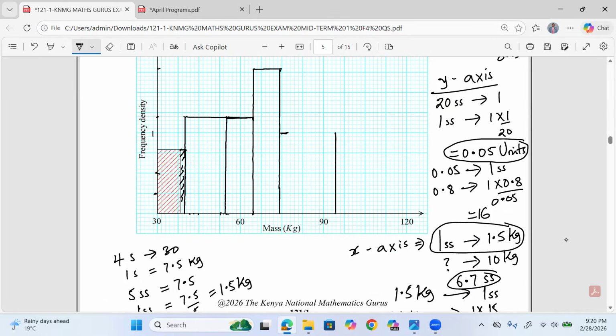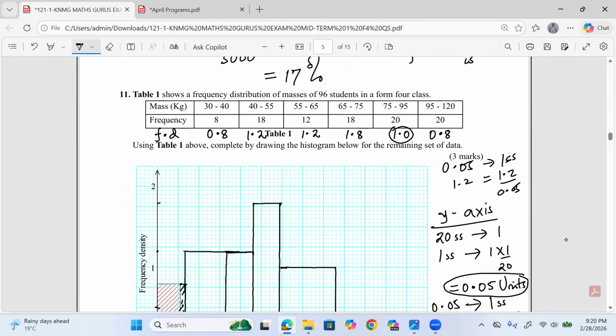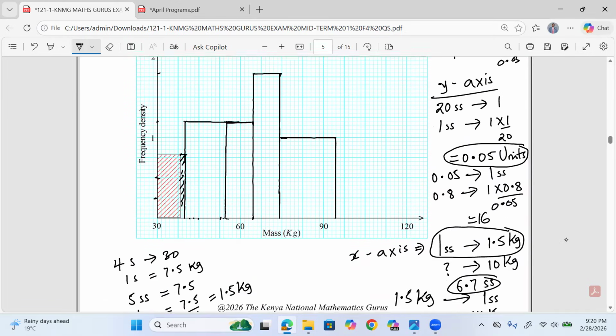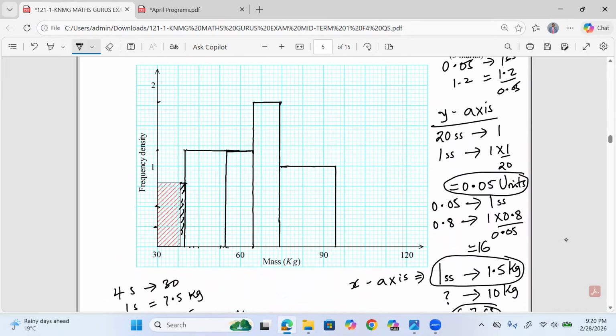Let me tell you, choice of scale is very technical. There is choice of scale and there is interpreting of scale. Are we now in the last? Vertically, 0.8 should be divided by 0.05 to give us 16 units. So 16 units, just like in the first class. So we are raising up to this point.